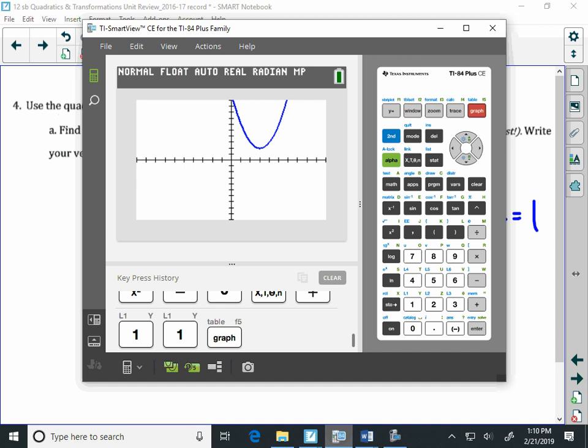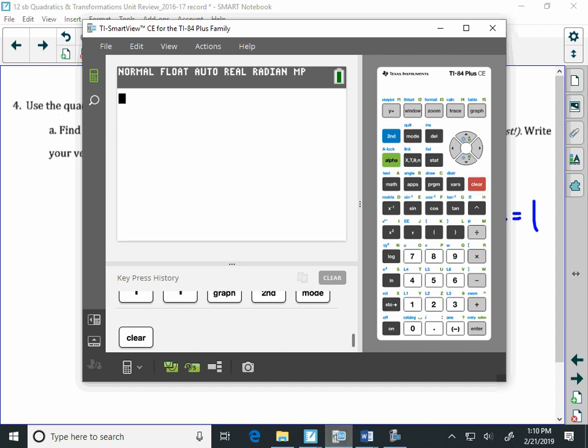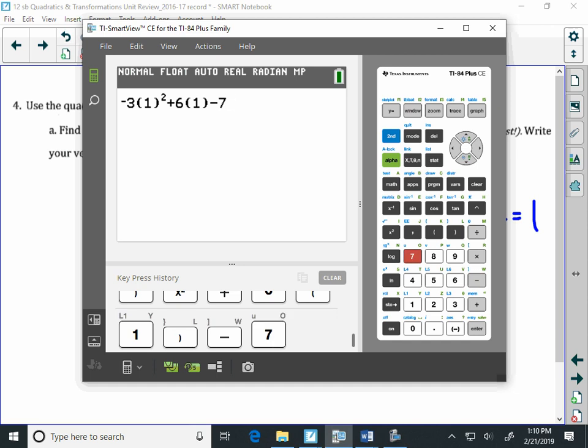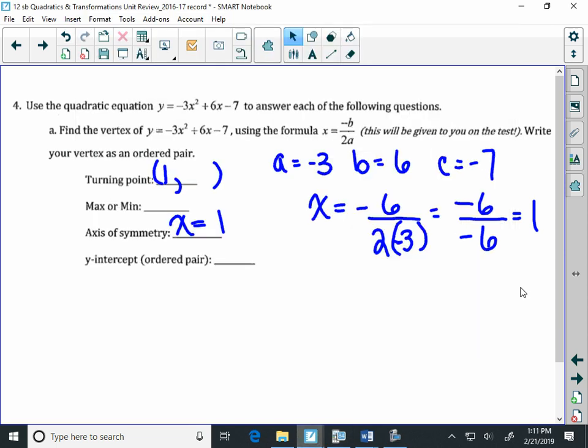And once we know that, that's going to be the x value of our turning point. We're going to pull out our calculator, and we're going to type in negative 3 times 1 squared plus 6 times 1 minus 7. Depending on who your algebra 2 teacher was, you might have used the store button. It's one I particularly like. But we come up with the value of negative 4.